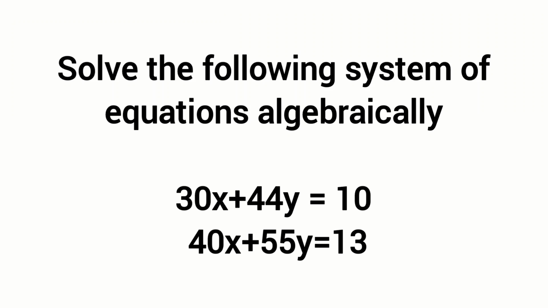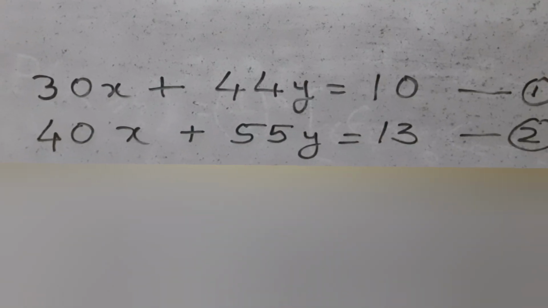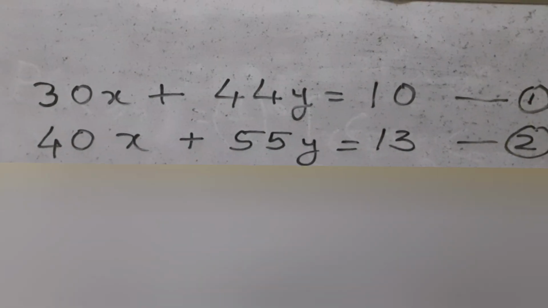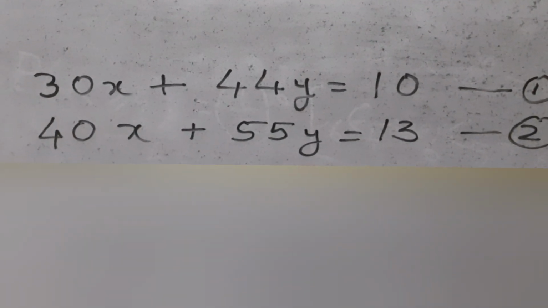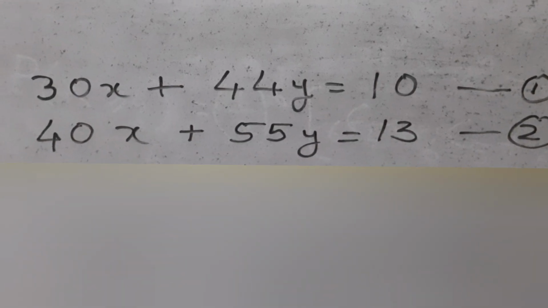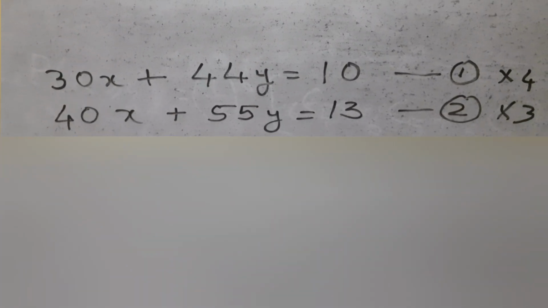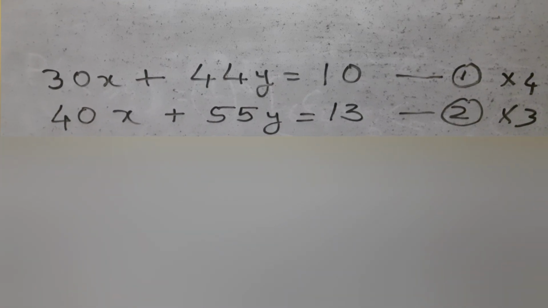We will use the method of elimination to solve the system of equations. We will try to eliminate x. So we multiply the first equation with 4 and the second equation with 3. If we try to eliminate y, we will multiply the first equation with 5 and the second equation with 4.